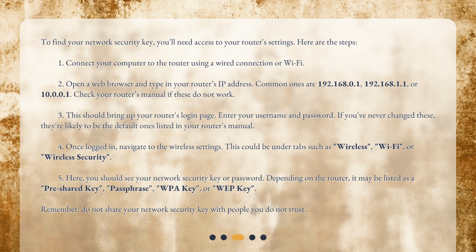4. Once logged in, navigate to the wireless settings. This could be under tabs such as Wireless, Wi-Fi, or Wireless Security. 5. Here, you should see your network security key or password. Depending on the router, it may be listed as a pre-shared key, passphrase, WPA key, or WEP key. Remember, do not share your network security key with people you do not trust.